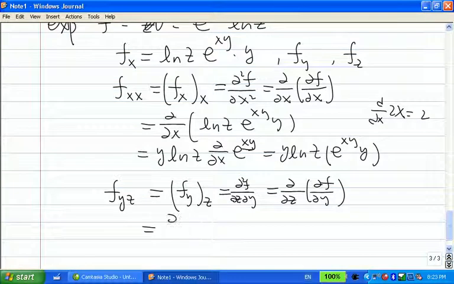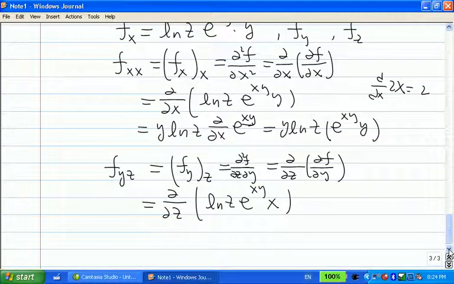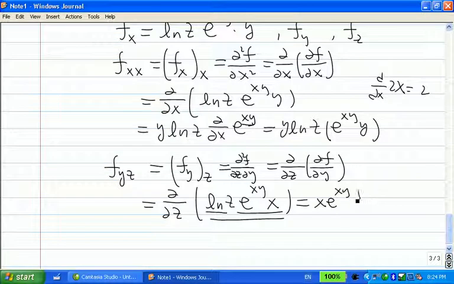For this case, remember, partial f partial y, going back, is a function like ln z e to the xy x, right? Now, we want to take a partial derivative of this function with respect to z. That means you treat x and y as constants. So this part is a constant. So it gives you x e to the xy. You just need to take a derivative of the first one, it gives you 1 over z.